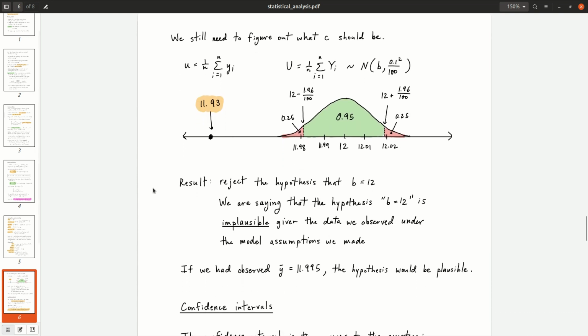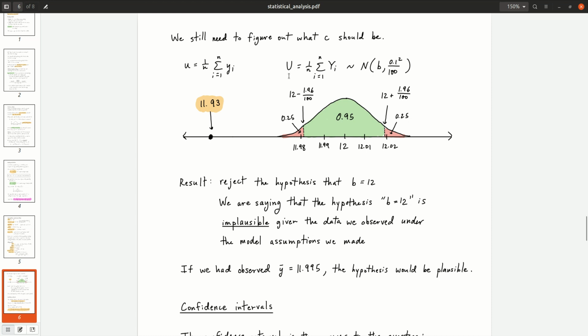And that's what we're going to do here. So just to remind you of what everything is and to give some specific numbers here. Suppose we take the sample average and we get this number, 11.93, which on this number line falls right there. So let's keep this to the side. This is our data. That's what that number is.